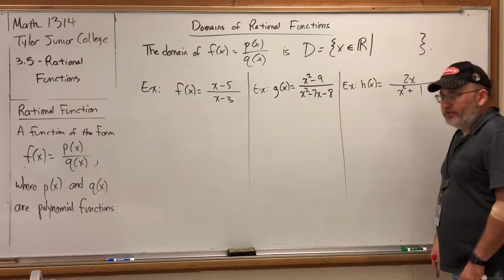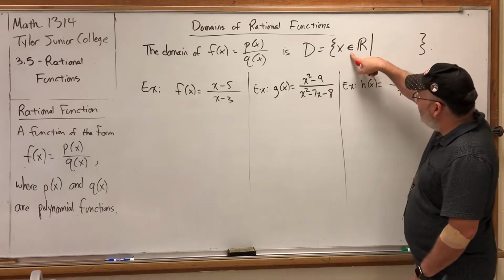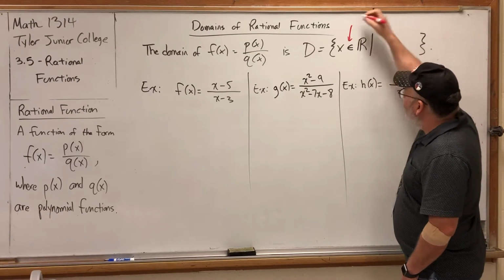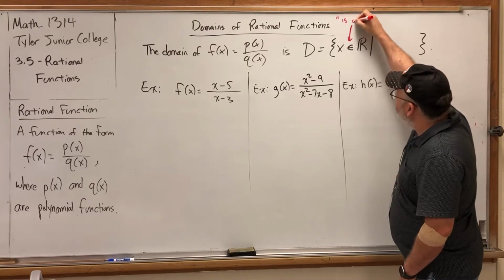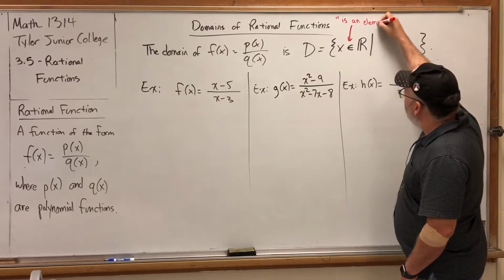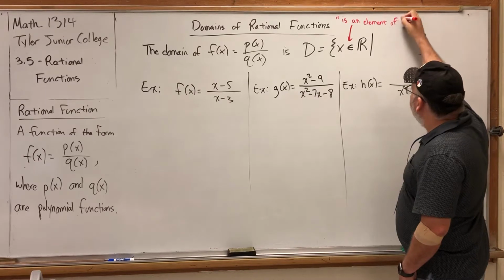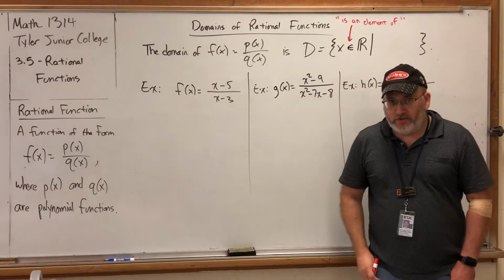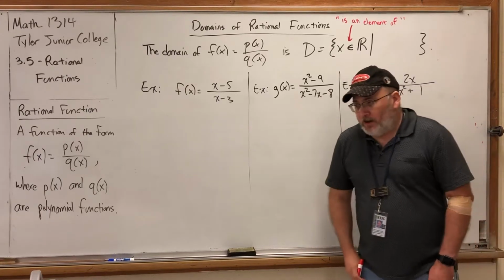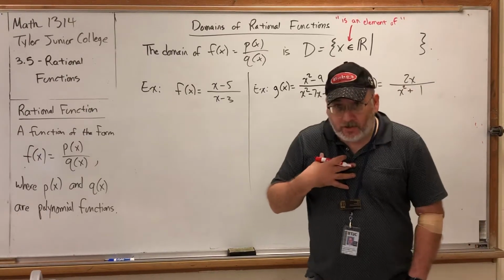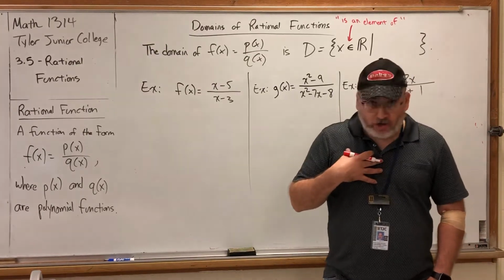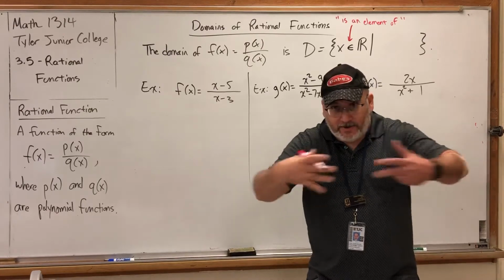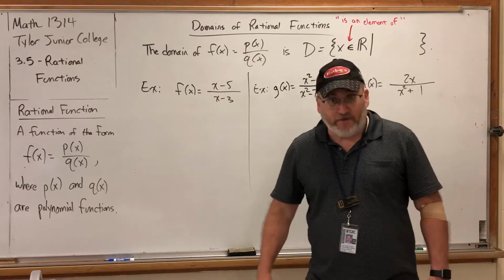Here come the new symbols. This symbol that kind of looks like an E or kind of looks like a Greek letter epsilon is a symbol that means "is an element of." It states the relationship between a single value and a set of values. For example, I am an element of all professors at Tyler Junior College. Me being a single entity, and the set of professors being a collection of entities.